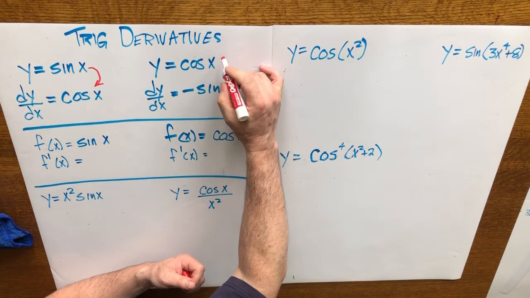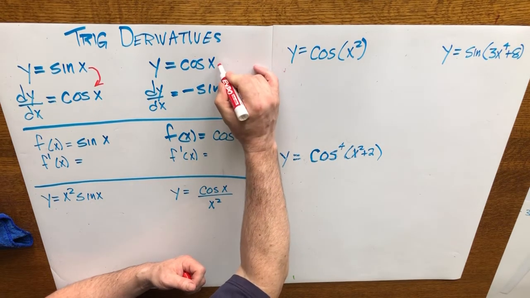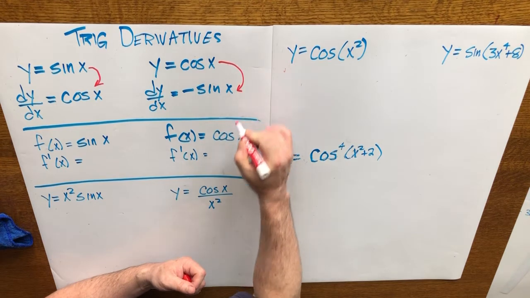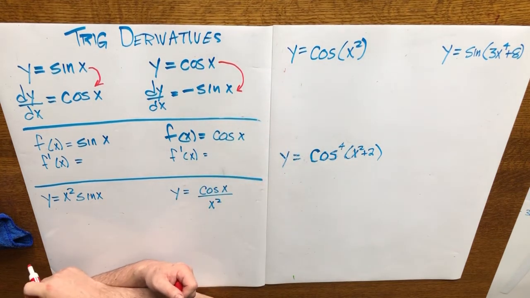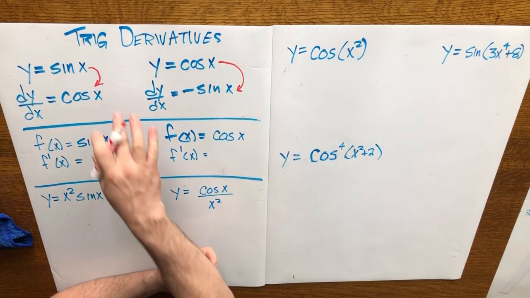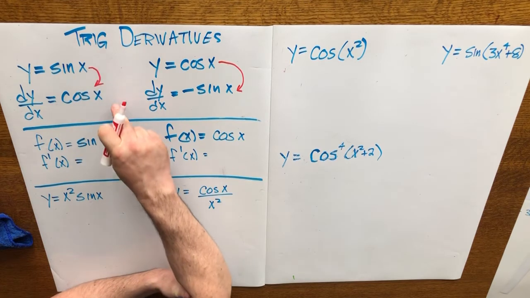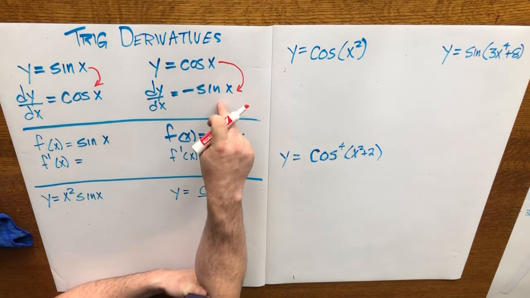That allows us to come up, by using trig identities, with the derivative of cos x, which is minus sine x. And towards the end of this video, I'll show you where that one comes from through trig identities. But for now, make sure you understand that the derivative of sine x is cos x and the derivative of cos x is minus sine x.